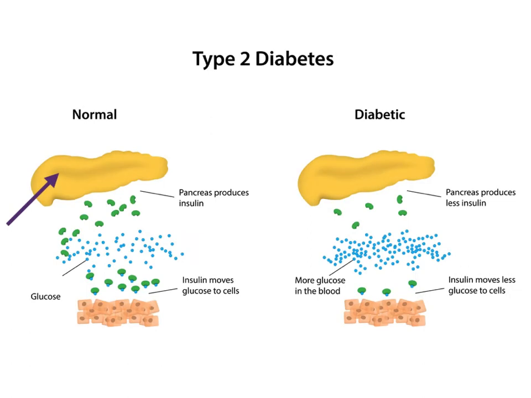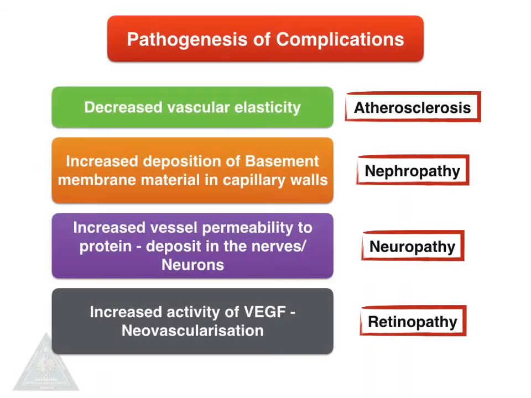Simply we can see the pathogenesis. Normally the pancreas will produce insulin and that will take the glucose in the blood and move that to the cells. But in diabetes, the pancreas produces less insulin, there will be more glucose in the blood because of this, and this less insulin will move less amount of glucose to the cells.